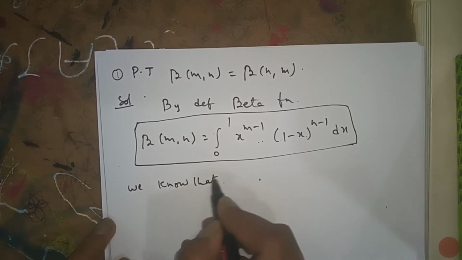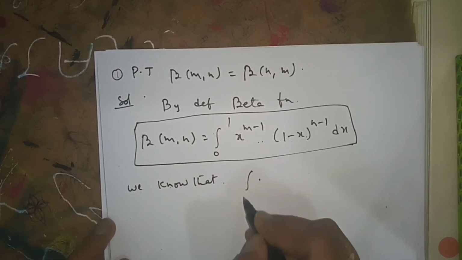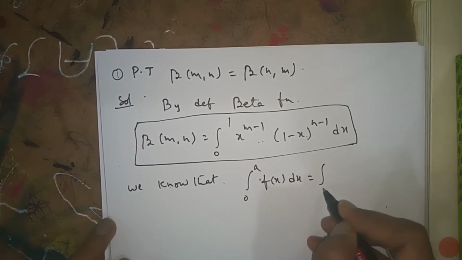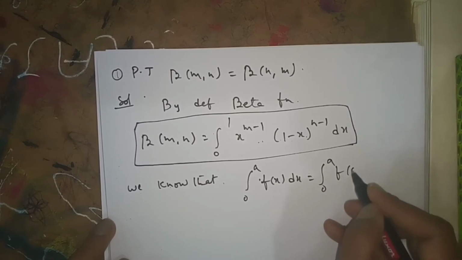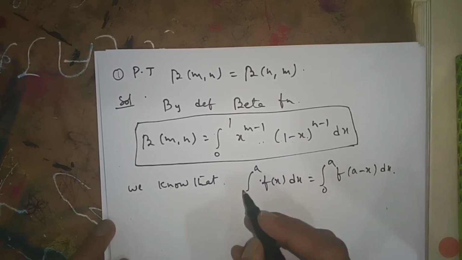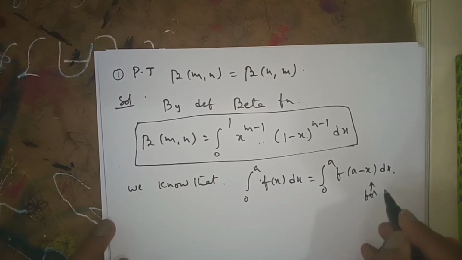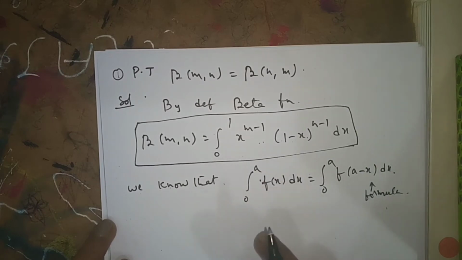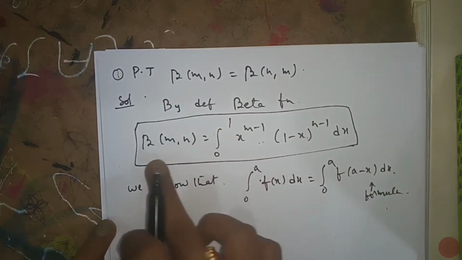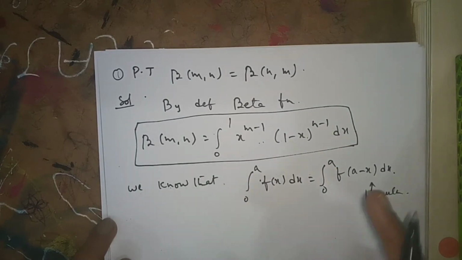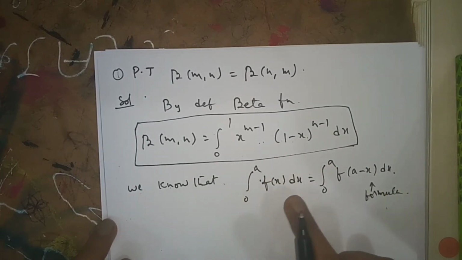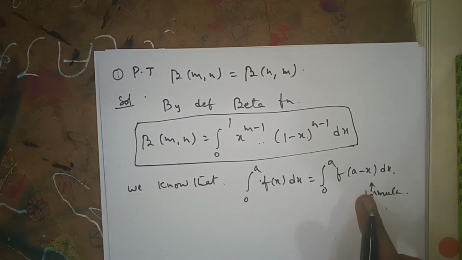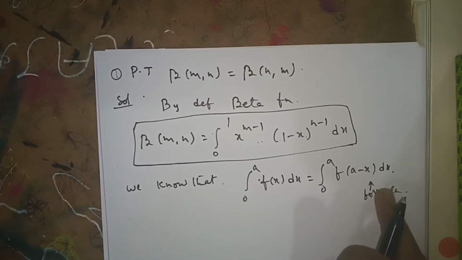We know that the integral from 0 to a of f of x dx is equal to the integral from 0 to a of f of a minus x dx. This is the intermediate formula. We know the beta gamma function definition, and we know one more formula: integral 0 to a f of x dx is equal to integral 0 to a f of a minus x dx. This formula we are going to apply.